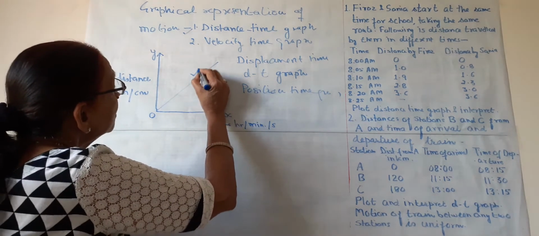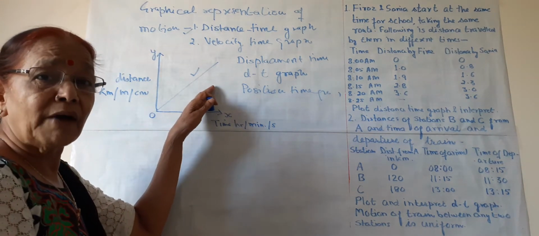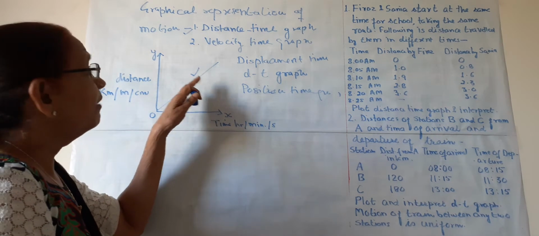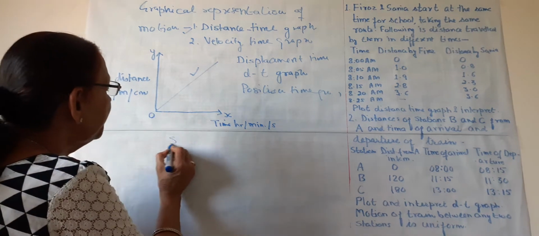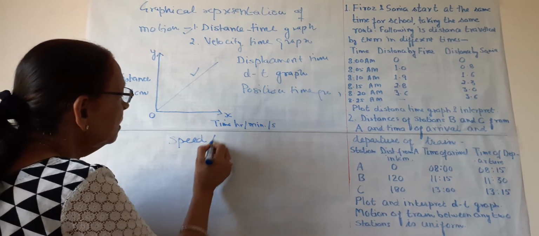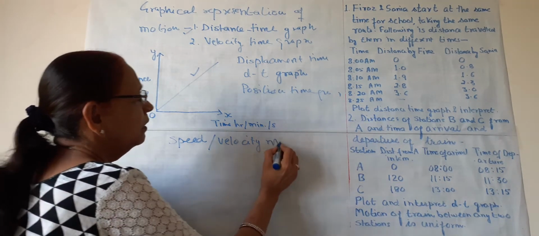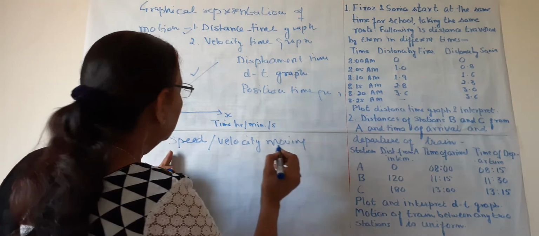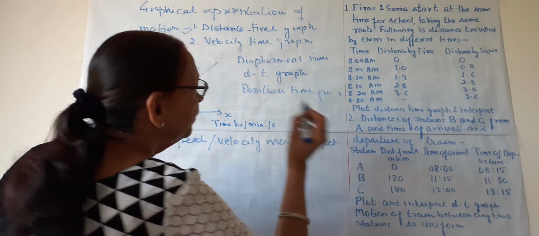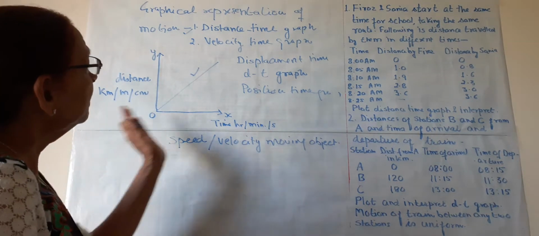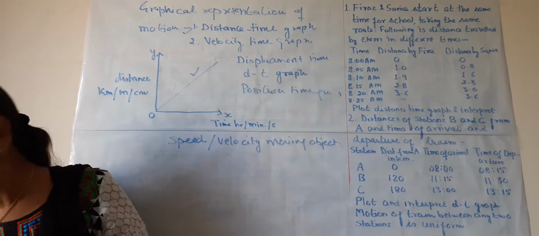Then what physical quantity is shown by this graph line? What is this graph line showing? What is this graph line representing? This graph line is representing speed or velocity of the moving object or moving body. How can we say this is representing speed? So we will see.